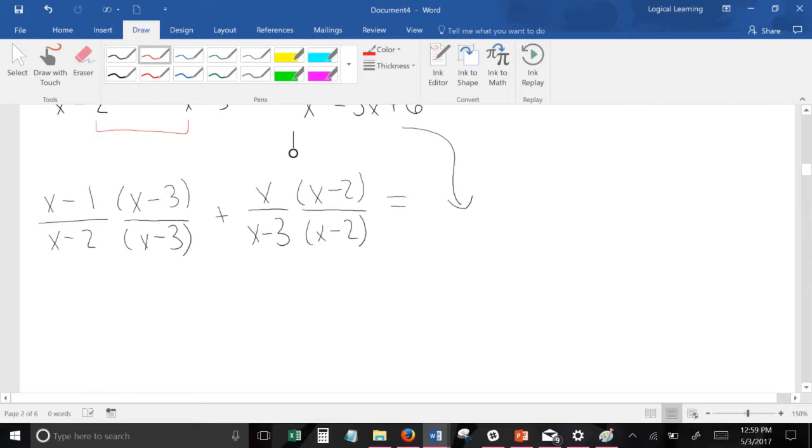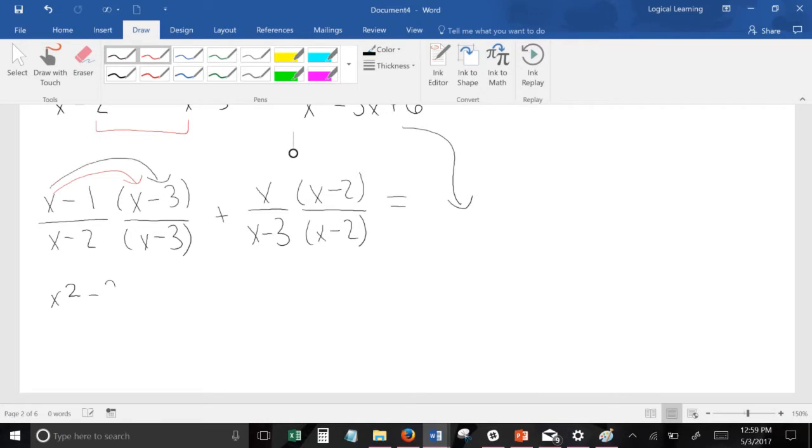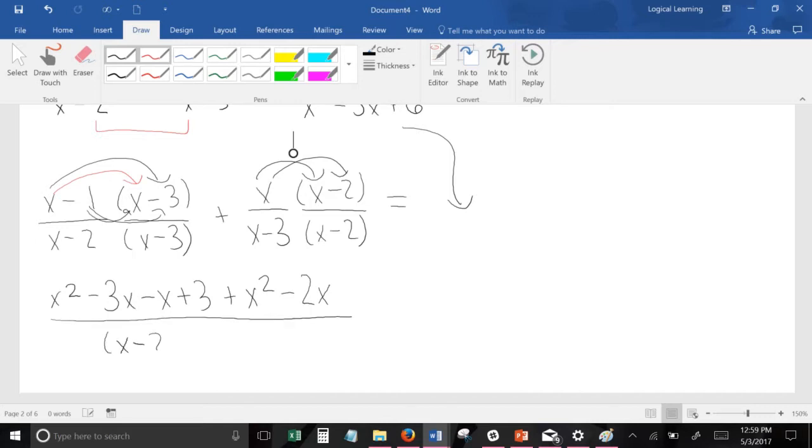So we need to FOIL this out, so we're going to do x squared minus 3x minus x plus 3. And over here we're going to distribute. So we're going to get plus x squared minus 2x. And now it's all going to be over x minus 2, x minus 3.